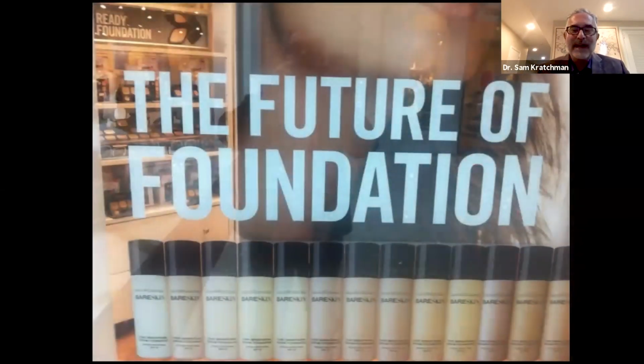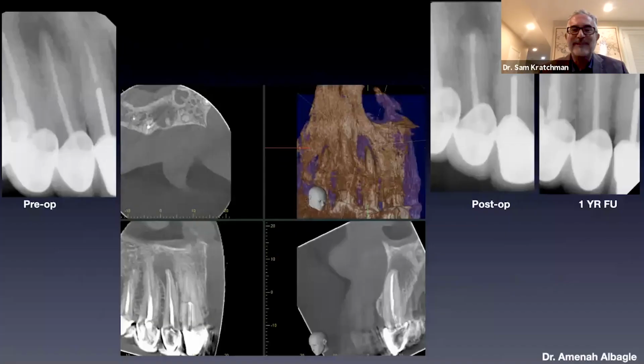This was in a cosmetics store that I saw one time, talking about foundations. Let's talk about the future of foundation.